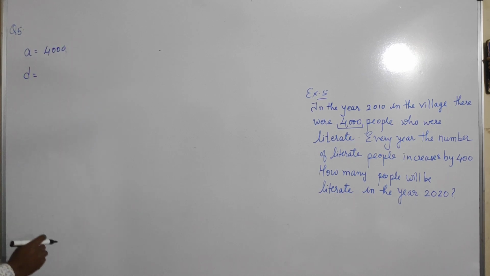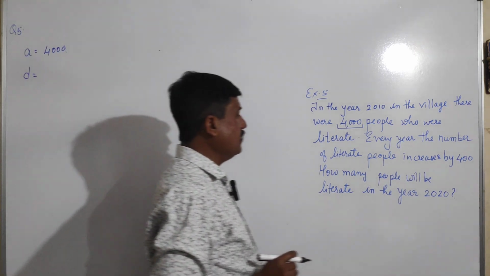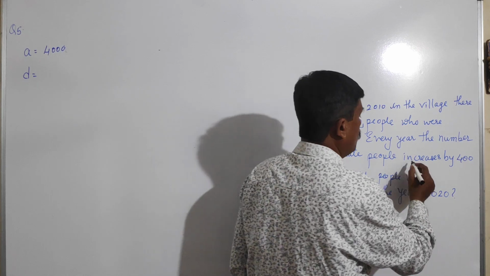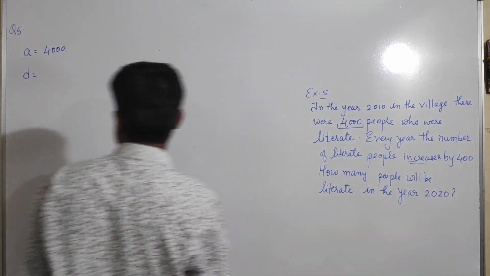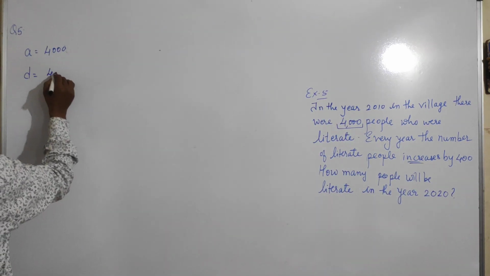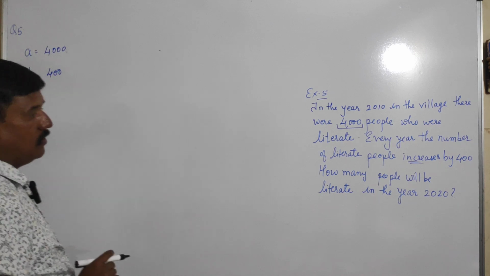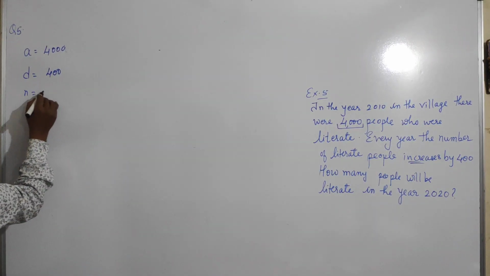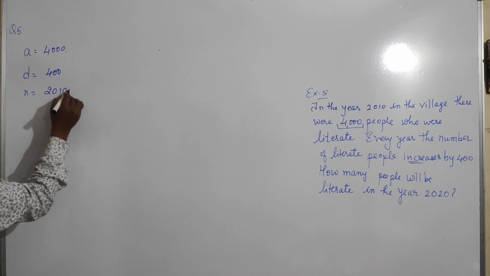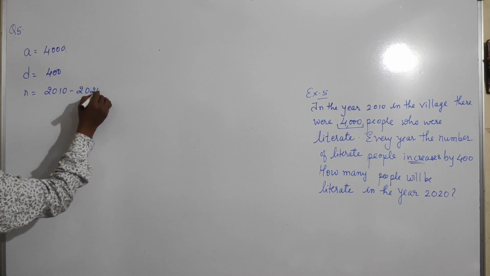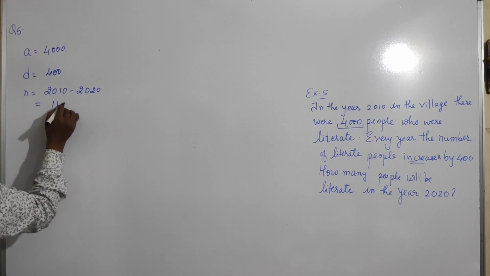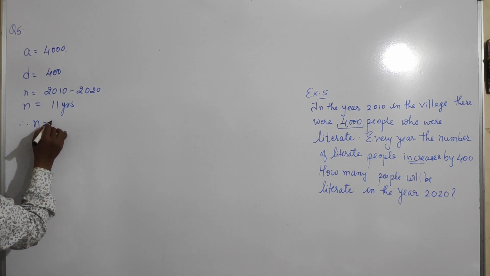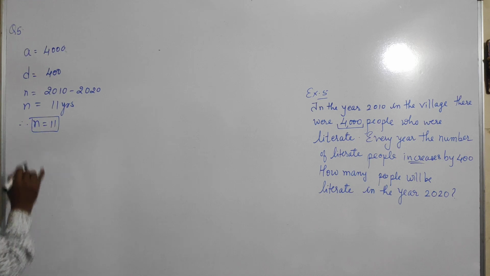D. How many literate people are increasing every year? By 400. So this is the value of D. D is 400. Okay. N. What is the value of N over here? From 2010 to 2020, there are 11 years, right? Therefore, the value of N is equal to 11.